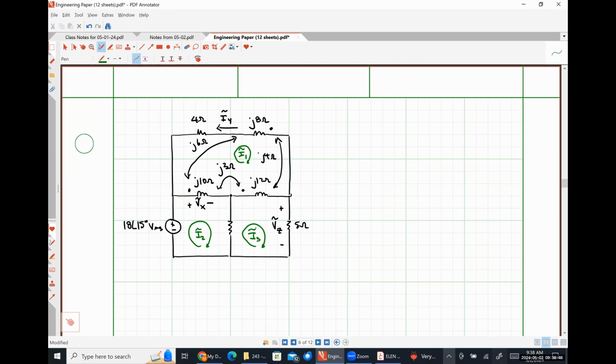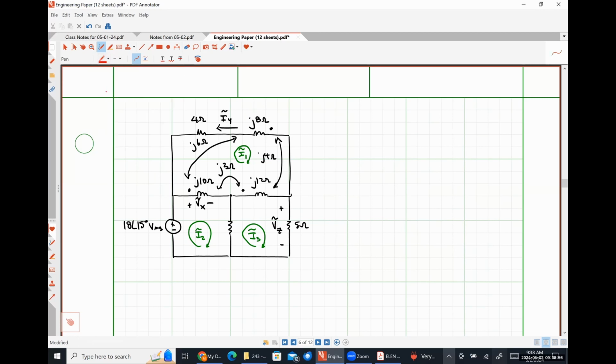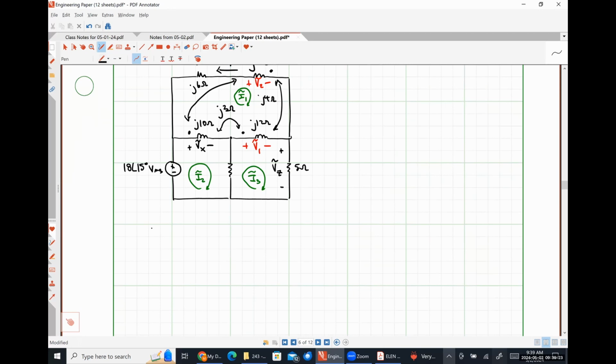All right, and we don't have a voltage polarity defined for the J12 ohm coil or the J8 ohm coil. So somebody tell me: positive polarity at the dot or the not dot for the J12? Positive on dot for both. Sure, why the hell not? That also seems like a reasonable thing. Let's call this voltage V1, and let's call this voltage V2. All right, so let's sort out what's going on with the voltage Vx first.